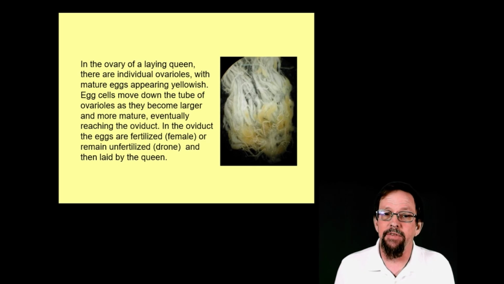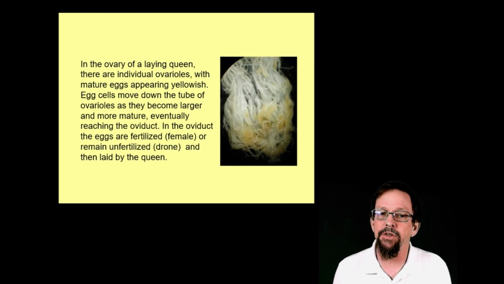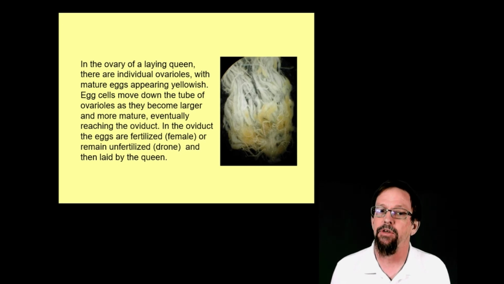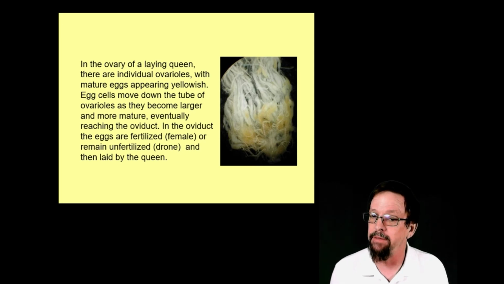In the ovary of the laying queen, there are individual ovarioles with mature eggs appearing yellowish. Each egg moves down the tubes of the ovarioles as they become larger and more mature, eventually reaching the oviduct. In the oviduct, the eggs are fertilized, female, or remain unfertilized, drone, and then laid by the queen.